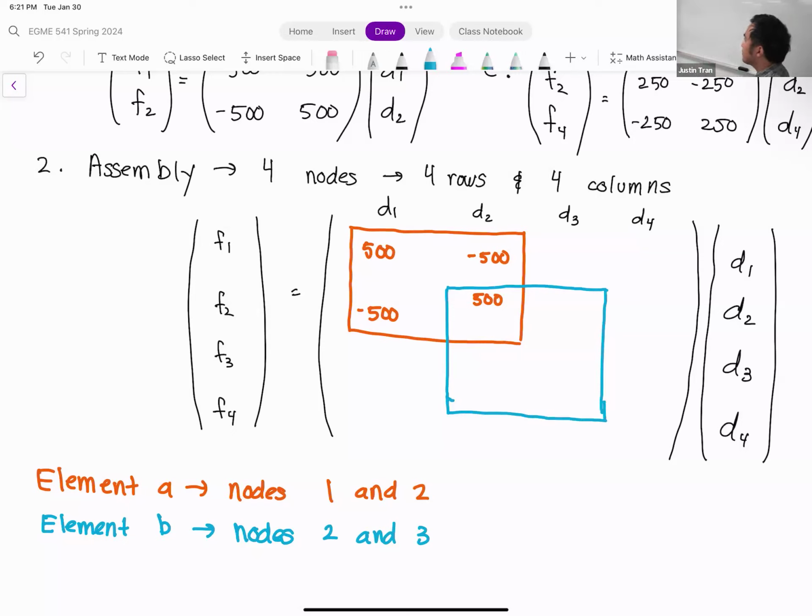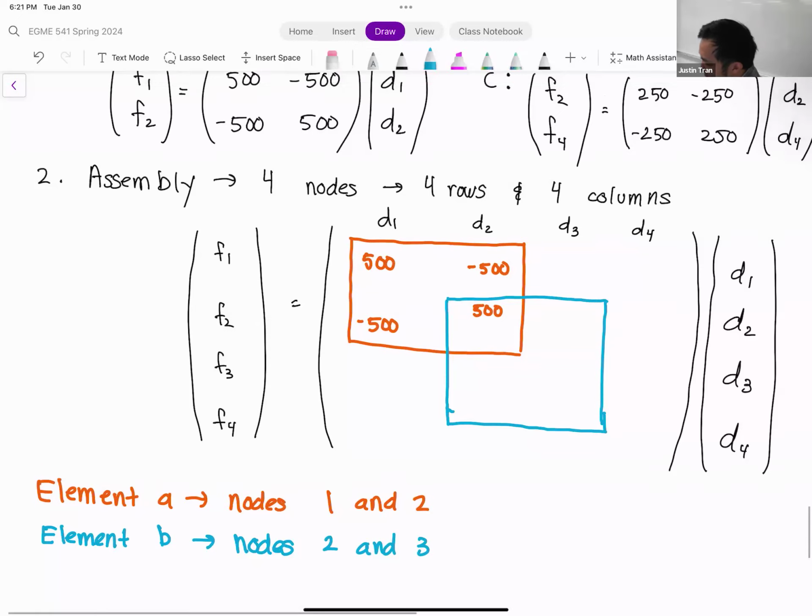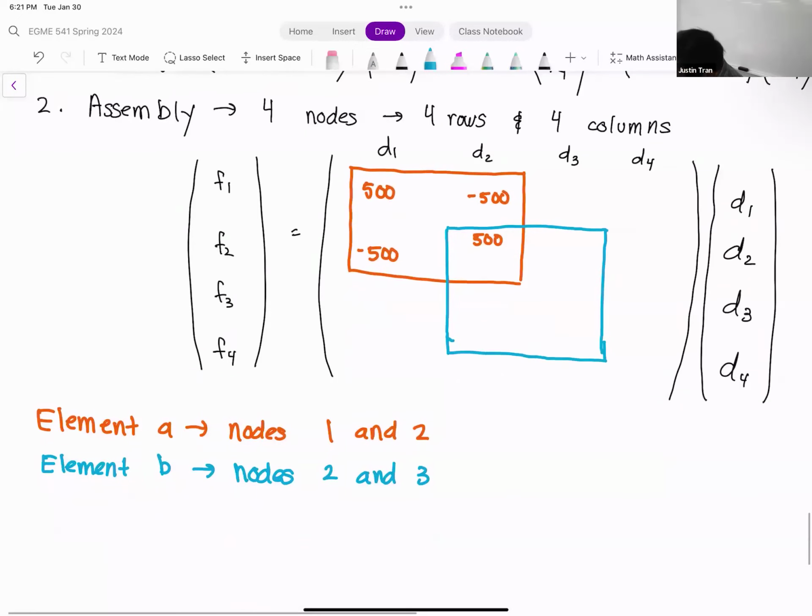We have a nice little kind of continuous box. Okay. So once again, we're going to write in the entries for element B. Element B, the spring constant was 100. Then remember, whenever we have overlapping boxes, we simply add. And so in this top left corner, we're going to have a plus 100. Then a minus 100, minus 100, and then a 100.